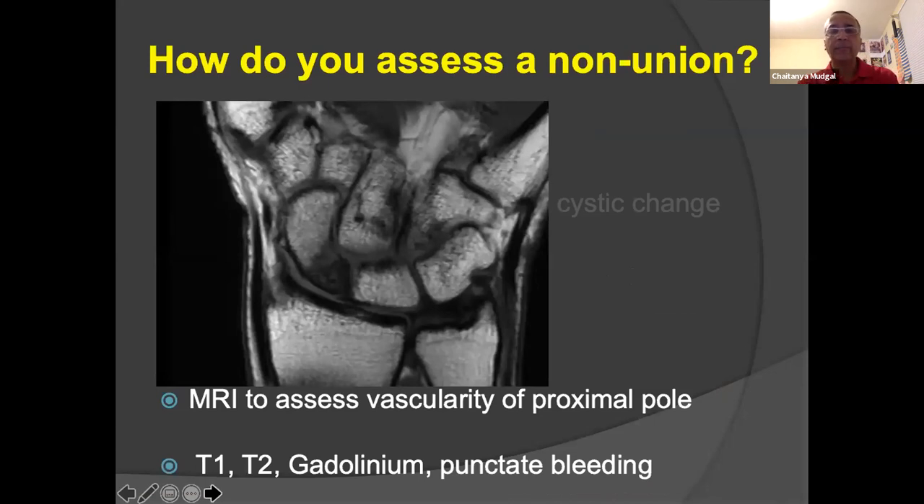What about an MR? We talk about using an MR to assess vascularity. Now, I want you to go away from thinking of lack of vascularity as avascular necrosis. That is a very flawed concept and one that you should be removing from your knowledge base. Avascular necrosis implies not only loss of vascularity, but cell death. That's a pathological diagnosis. What you see in a scaphoid which is not getting blood supply is not avascular necrosis. It is dysvascularity, and there's a big difference between the two.